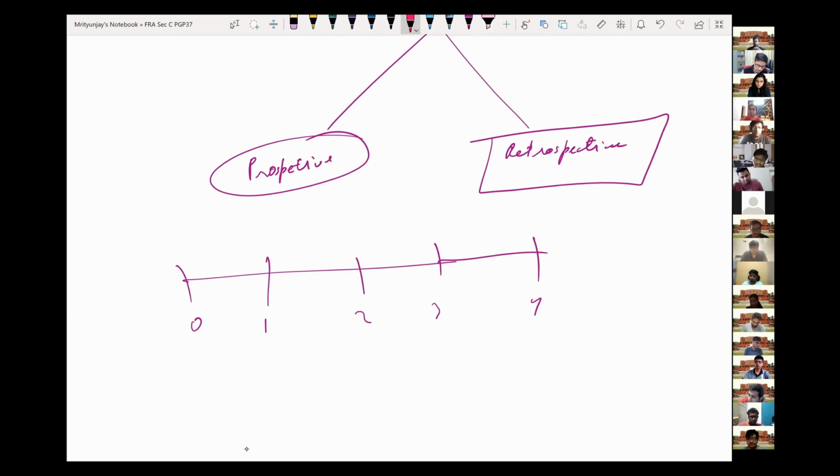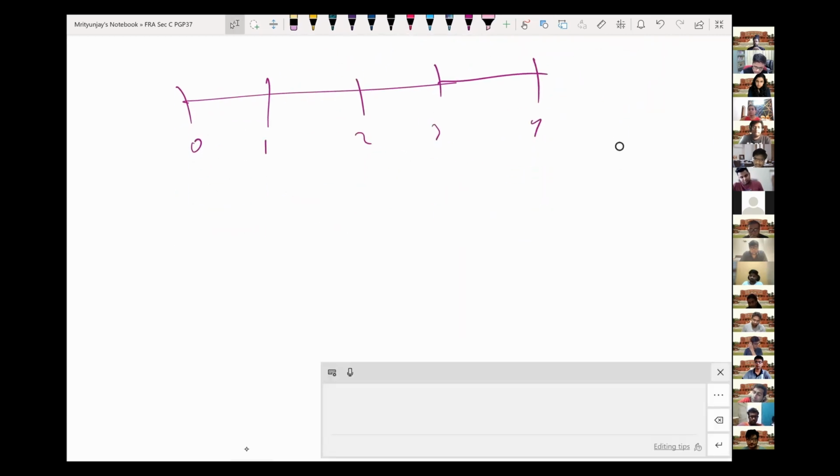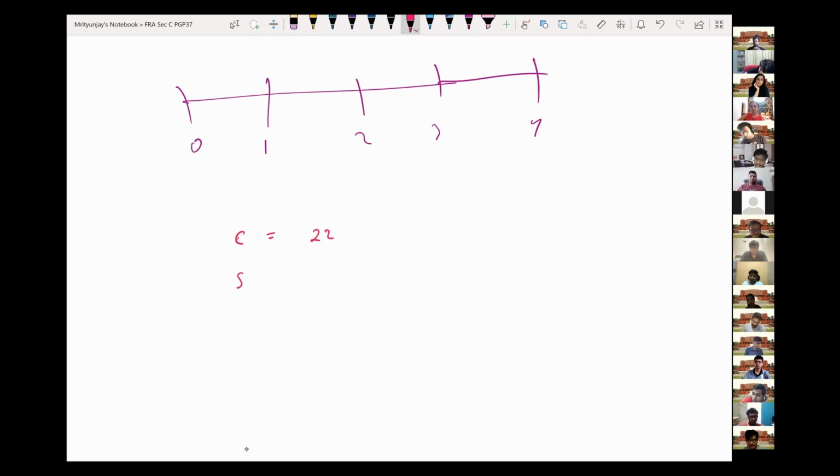So we will continue with our same example, same numbers that we have been using for some time now. Let us say I purchase a machinery and I have bought it for a cost of 22 lakhs. I have a salvage value estimate of 2 lakhs and an estimated useful life of 4 years.